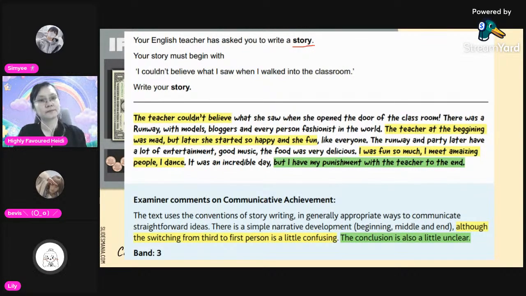The teacher could not believe what she saw when she opened the door of the classroom. There was a runway with models, bloggers, and every person fashionist in the world. The teacher at the beginning was mad, but later she started to be so happy and she had fun like everyone. The runway and party later had a lot of entertainment, good music. The food was very delicious. I had so much fun. I met amazing people. I danced. It was an incredible day, but I have my punishment with the teacher to the end.